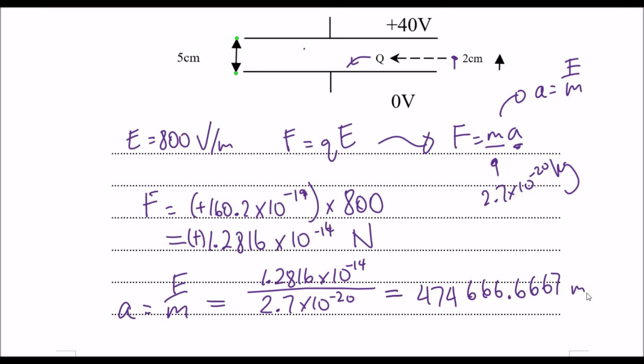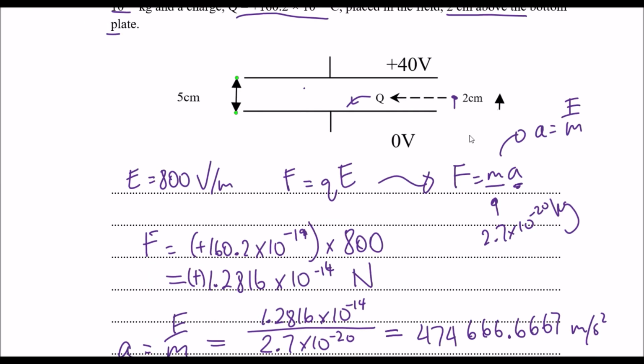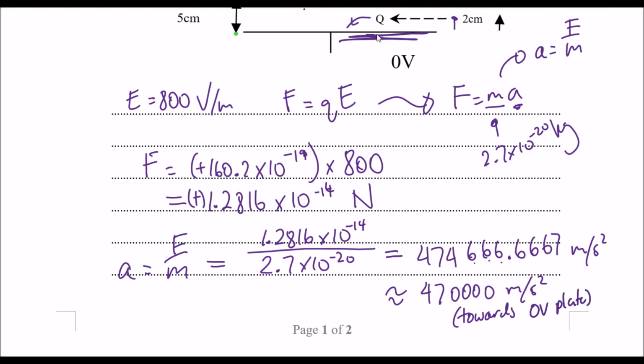which is incredibly fast. If we look at the question, the lowest sig fig we actually used is 2, so you could round it off to 2 sig figs. So it'd be 470,000,000, so 4 zeros, meters per second squared, and then we can write the direction: towards the 0-volt plate, which is this plate over here.